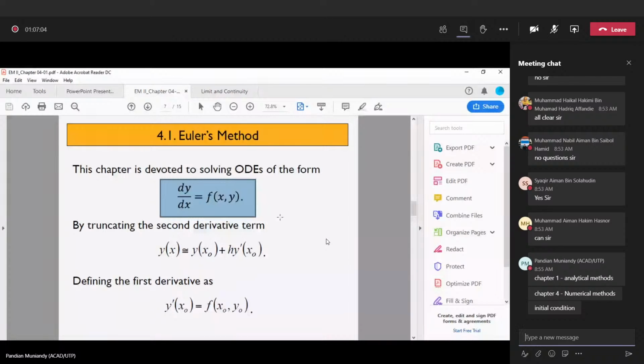But Euler's method, no. You directly use the Taylor equation, this one. What is your y? y is your output, equals y(x0) plus h y'(x0). So what is x0? What is h? What is y'? y' is your f(x0, y0). x0, y0. This is the problem, class.